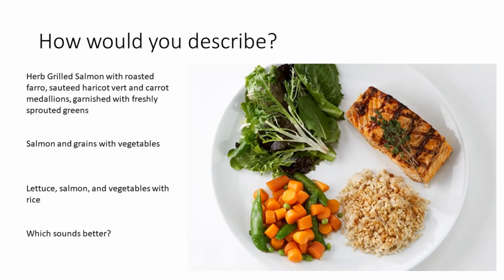Let's use this plate as an example. You could always just say, it's salmon with vegetables and a starch. But how much better does it sound when you say herb-crusted salmon or herb-grilled salmon with roasted farro, fresh haricots verts, and carrot medallions, and microgreens? Much more appetizing to the consumer, and it helps them understand what it is that they're going to eat.